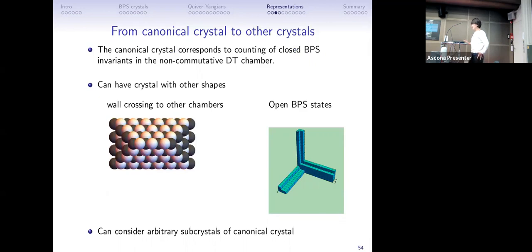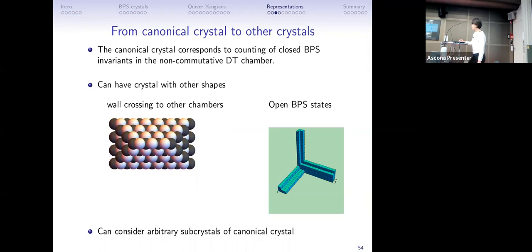Now we already know that in BPS counting, we have crystals of other shapes. For example, when you go to another chamber, the crystal will look slightly different. And when you consider open BPS states, for example for this plane partition, you have different asymptotics, which are labeled by Young diagrams. So there are other subcrystals. It turns out we can actually consider arbitrary subcrystals of the canonical crystal.